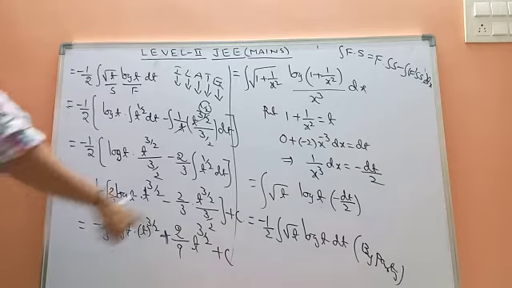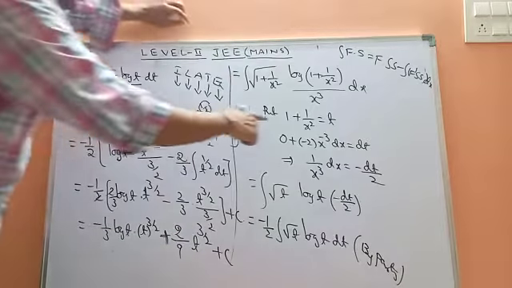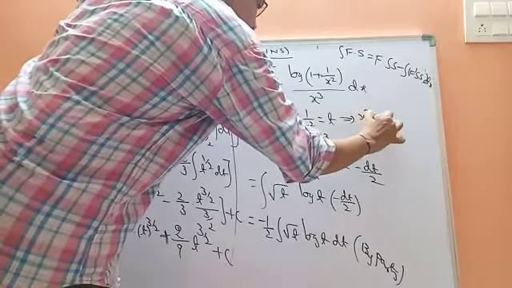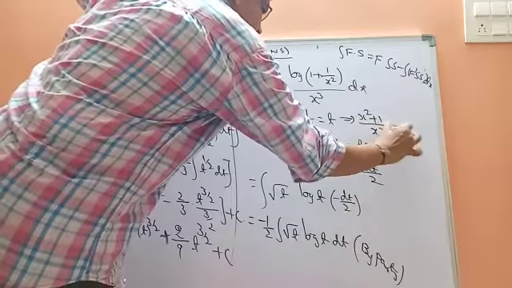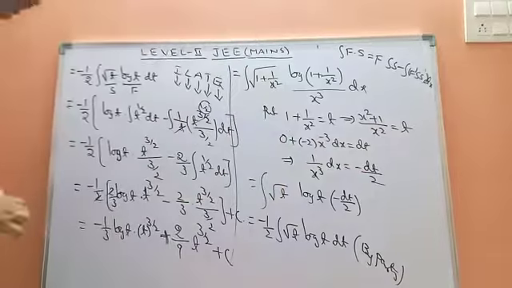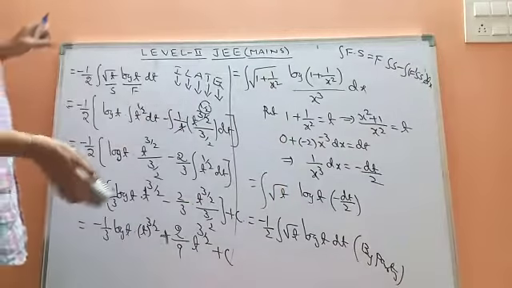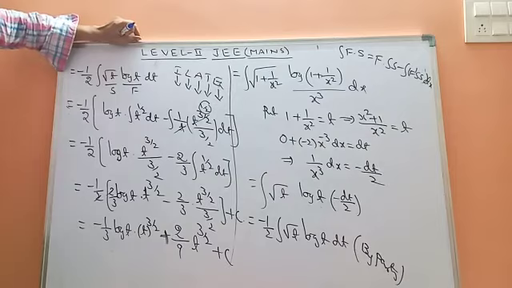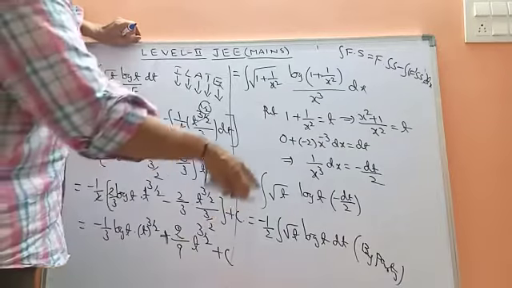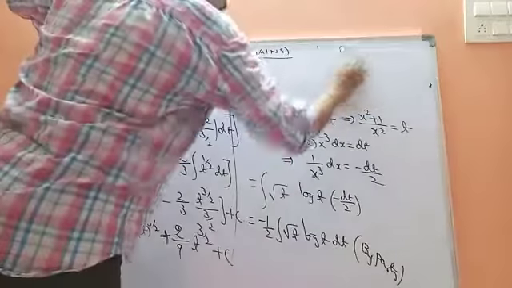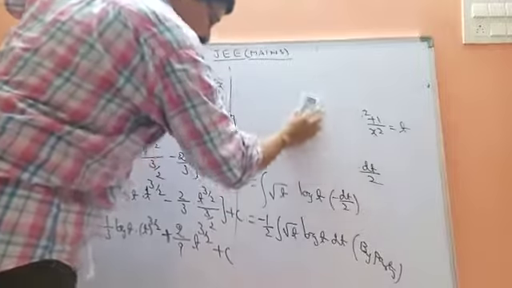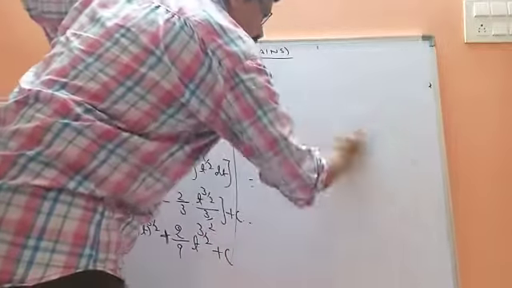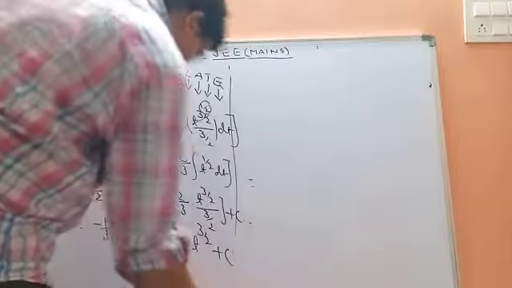Now, instead of substituting that value, which value means 1 plus 1 by t square, substituting this value. This is nothing but x square plus 1 by x square equals t. Substitute that value. Okay, right. Now, only one step left. Right, look here. So, basically, this is some lengthy problem, but in examination point of view, important problem.